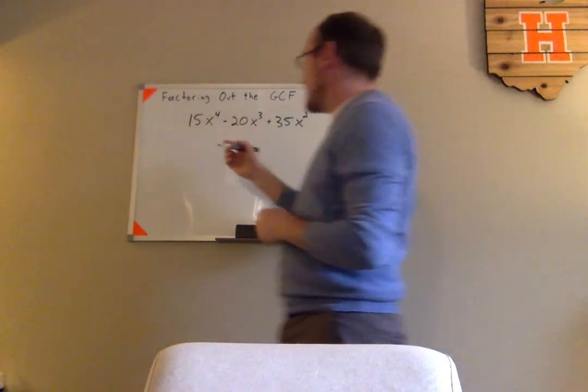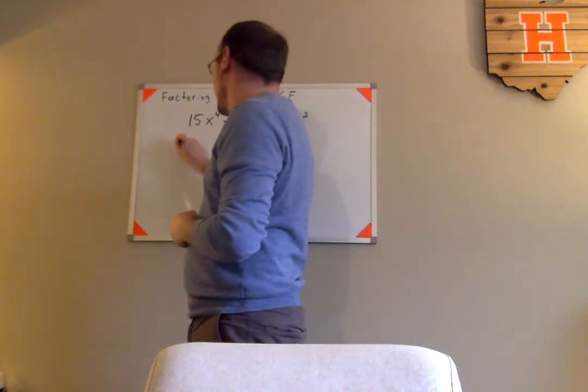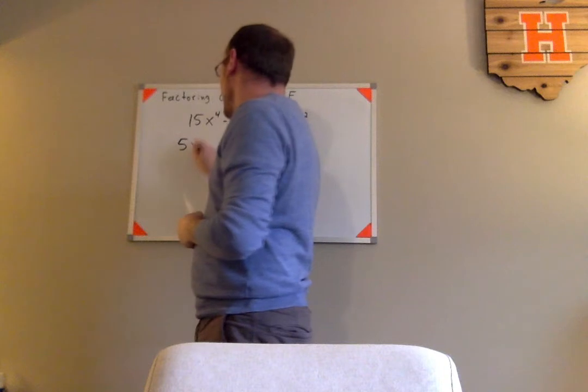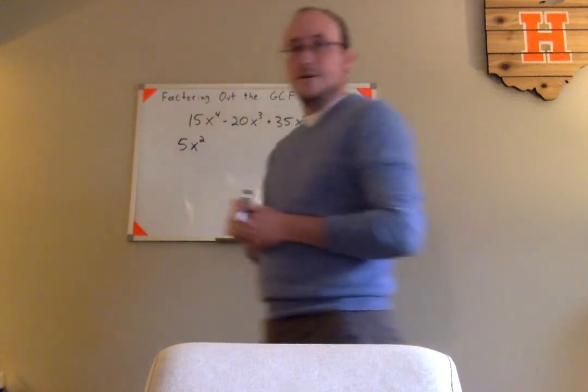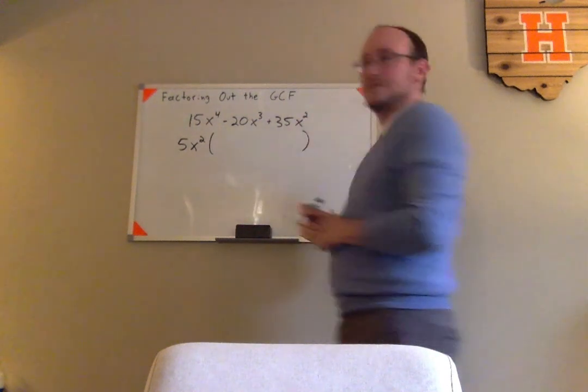Going ahead and doing that, the common factor we said for the coefficients, the numerical factors of the term, was 5. And the power of x I could take out would be x squared. Now we have to figure out what will be left in the parentheses.